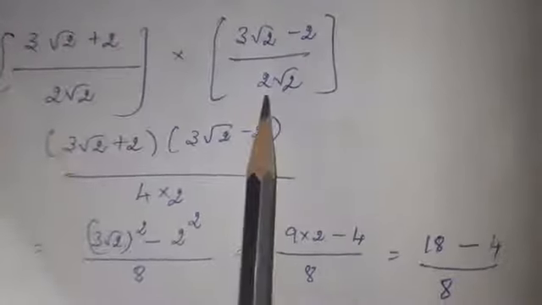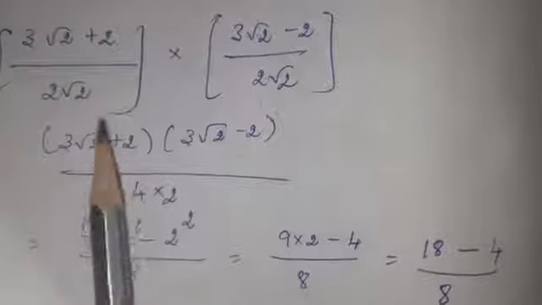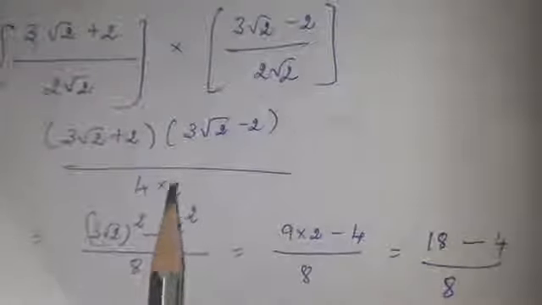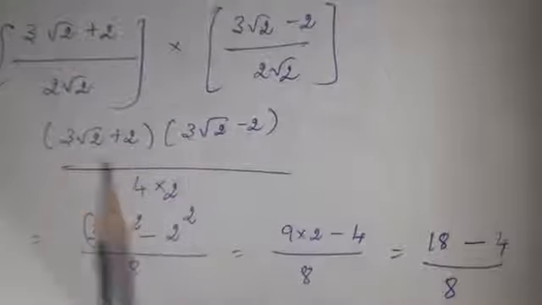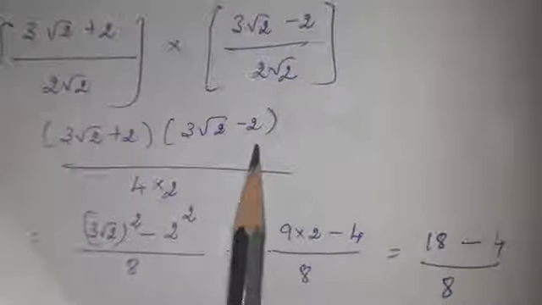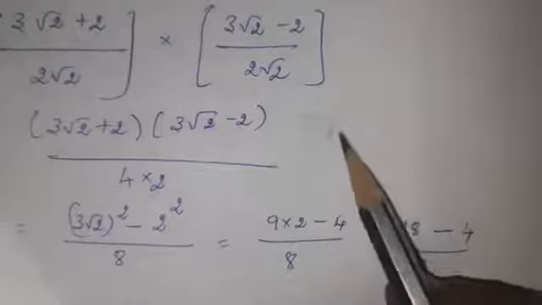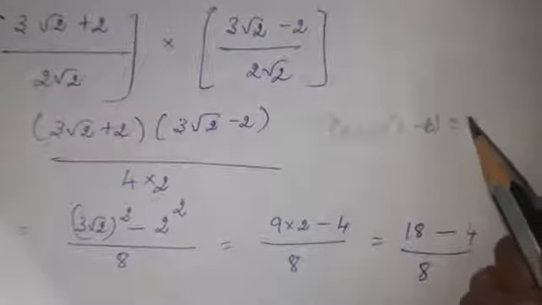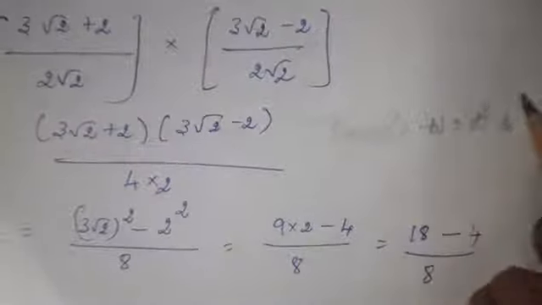2 into 2 is 4. Root 2 into root 2 value is 2. Root 2 into root 2 value is 2. Now when you see here, the format is a plus b, a minus b, where the a value and b value are the same. What is that formula? A plus b into a minus b. The formula is a square minus b square.